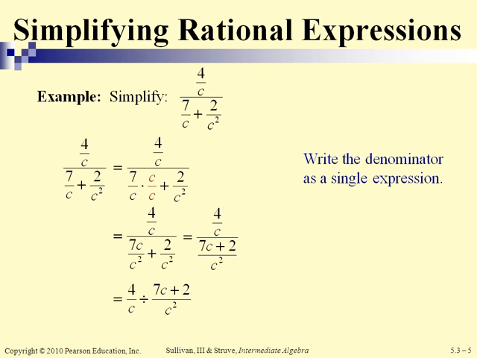So now tell me, what is that? 4 over c times c squared, you get 4c. Now, you need to distribute, don't you? So 7 over c times c squared, what do you get? 7c. 2 over c squared times c squared, you get what? 2. I get it right away.